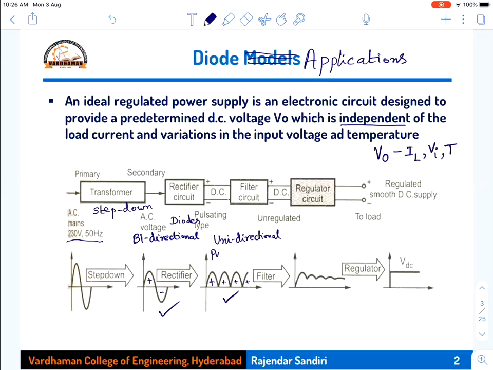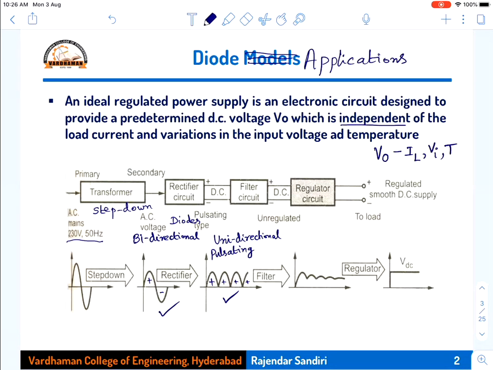We call this particular waveform pulsating DC. It is not pure DC. Pure DC should be a straight line parallel to the x-axis, depending upon the required voltage, 5 volts, 10 volts, or so. But this is not a straight line; it is not independent of time, but varies with time.